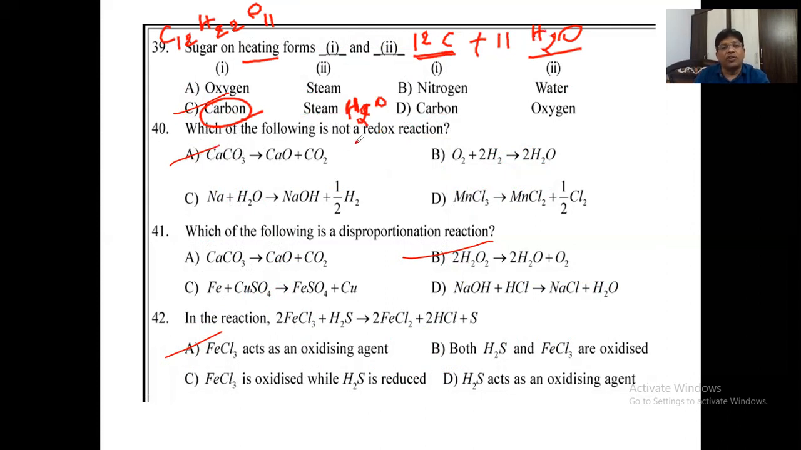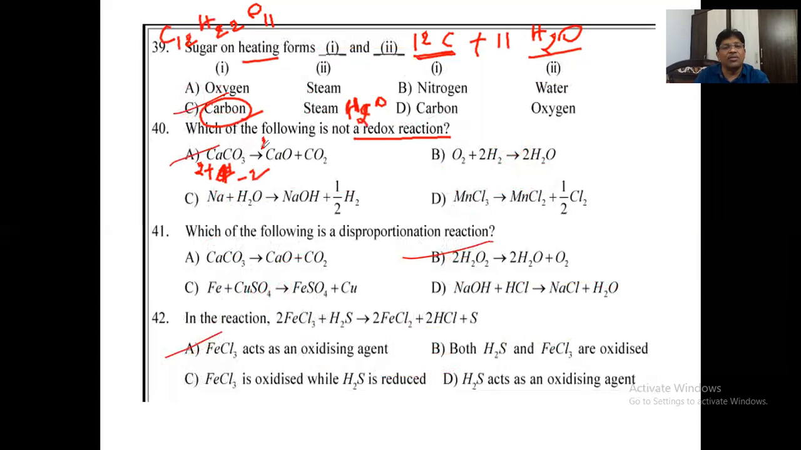Next, which of the following is not a redox reaction? Not a redox reaction means there should not be any change in oxidation state, any change in the charge. Now here, what is the calcium oxidation number? +2. And carbon oxidation number +4. Next, O3 is what now here? Each oxygen is -2. So calcium +2, carbon +4, oxygen each one -2.